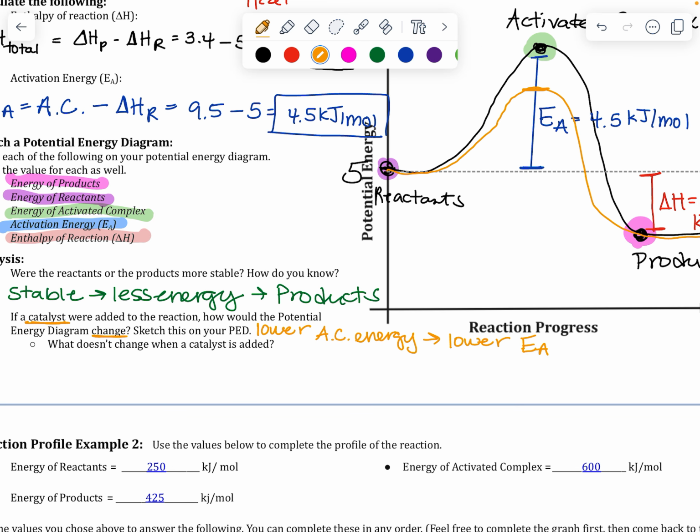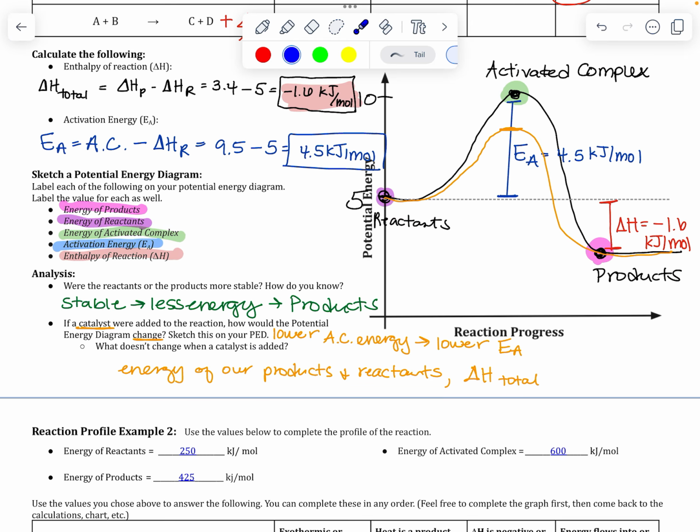And we can say with this, what doesn't change are the energy of our products and reactants. And then therefore our delta H total also doesn't change, because we can notice that that delta H value stays the same.